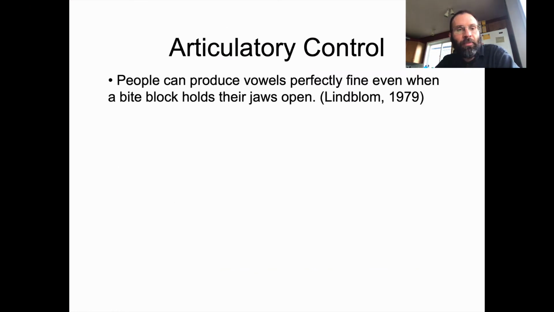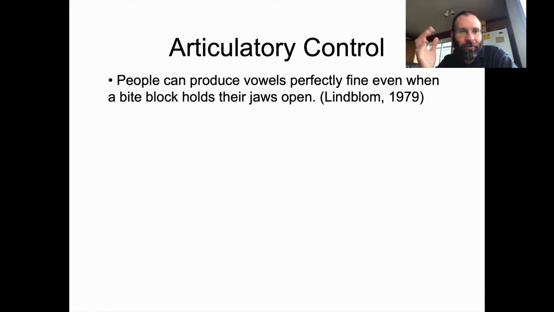Okay, people, it turns out, can produce vowels perfectly fine even when their jaws are open. So you normally do get your jaws involved in the production of vowels or many different speech articulations, but you don't have to, at least according to Lindblom, 1979. And this is a funny series of studies from back in the good old days of articulatory phonetics. So the way he designed this, this is Bjorn Lindblom, another famous phonetician, is that he had people biting on what's called a bite block.